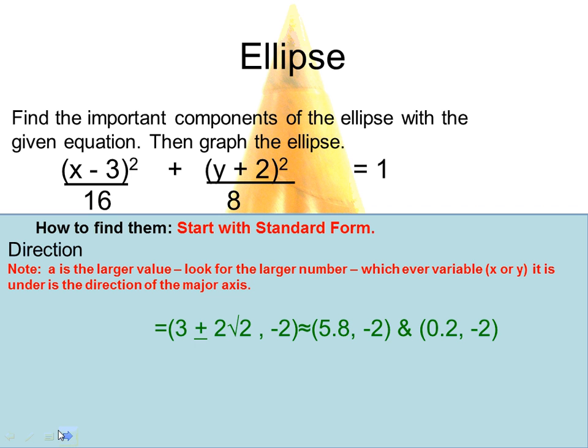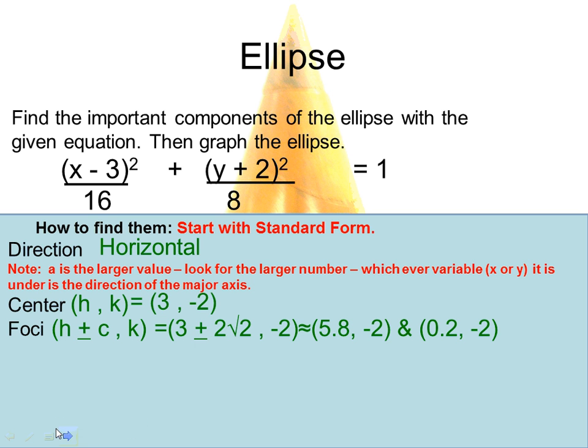A is the larger value. That's what I was just talking about. Which variable is it under? It's under the x, so it has to be horizontal. The center is (h, k). Okay, so it's (3, -2).